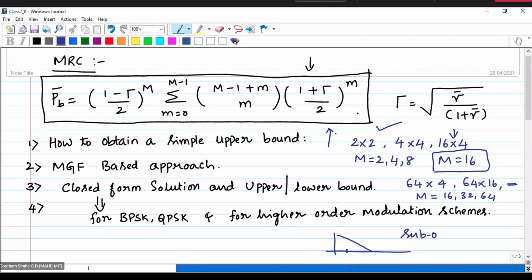Okay, at lower SNRs and at higher SNRs, this will match with the closed form solution. Whatever equation that you have written, the analytical expressions will match with the closed form solution. How to obtain that? Is an upper bound sufficient? Is a lower bound also required?